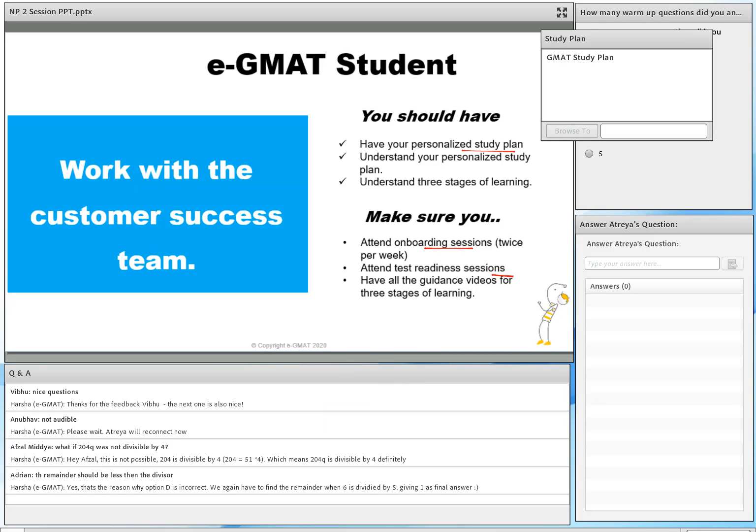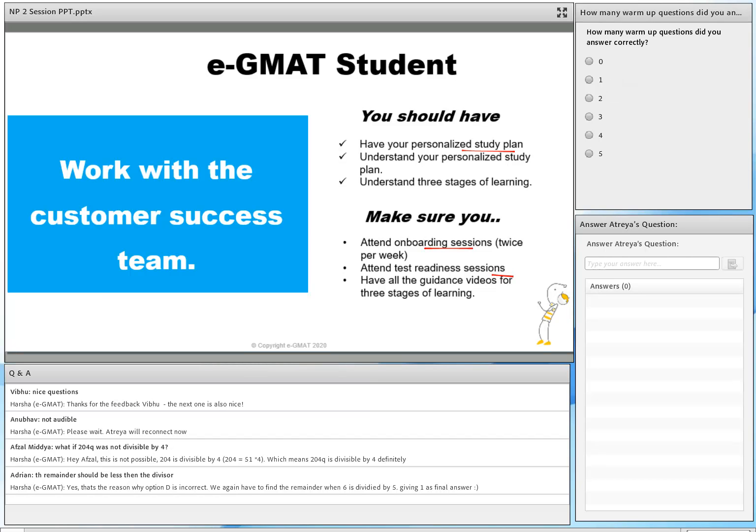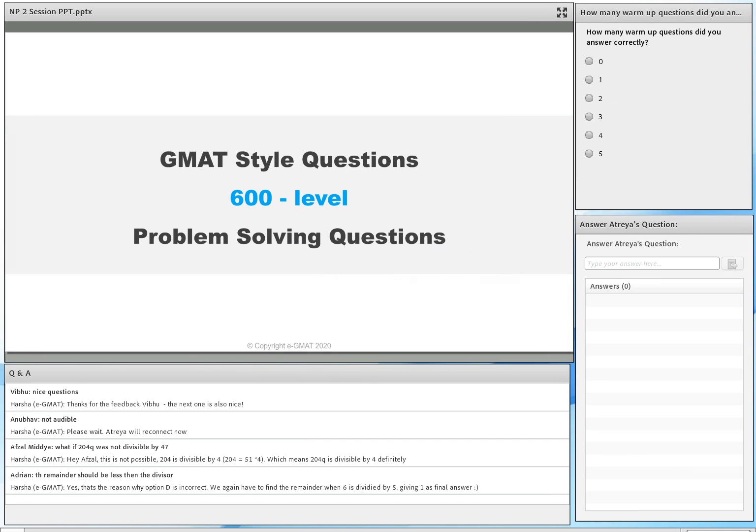With that, let's move on to the next set of questions, and we will now solve some 600 level problem solving questions. Again, we'll try to use the learnings that we had from the previous set of questions.